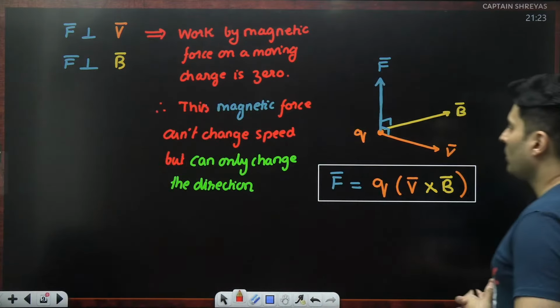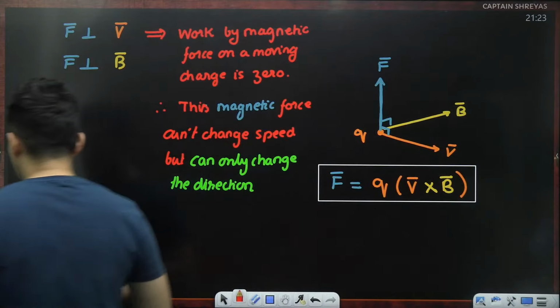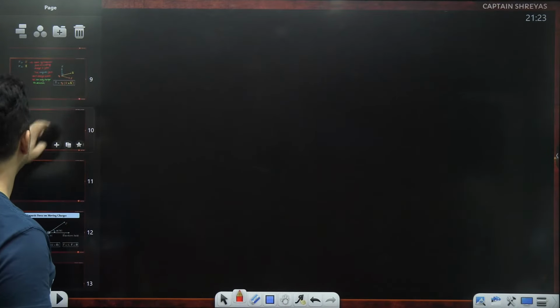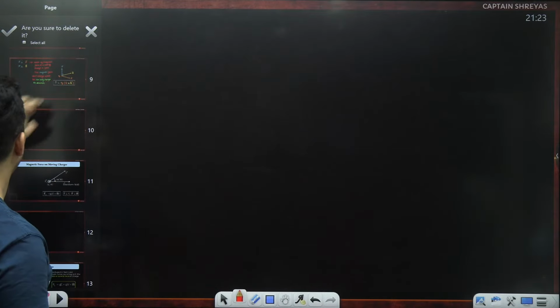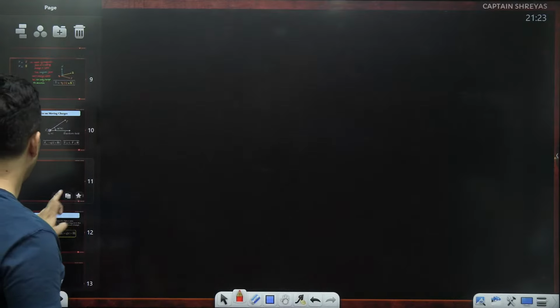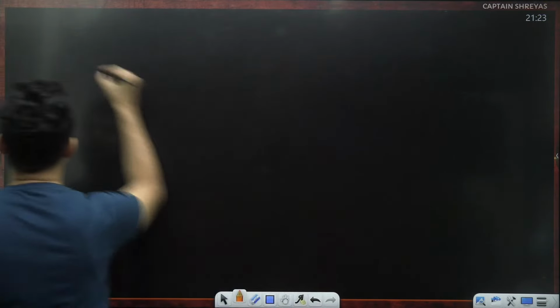Cool. Okay. I hope this formula is absolutely stuck in your head now. Charge into V cross B. Great. So that is what is there in the starting part of this particular lecture. Let's take some examples to really understand this so that it's there in your head.